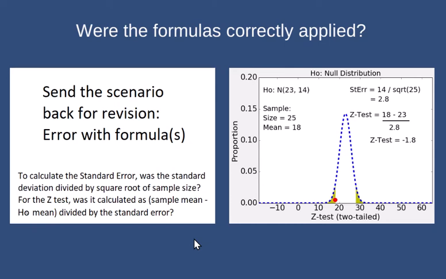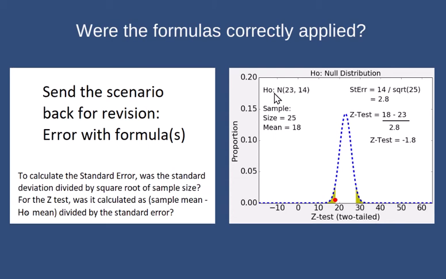We're going to look at whether the formulas for the standard error and z-test were applied correctly. You may have heard the term plug and chug, and we're going to look at whether the formulas were plugged in correctly before they were used to chug out the answer. To help us decide this, we're going to be given some basic information regarding the null hypothesis distribution.